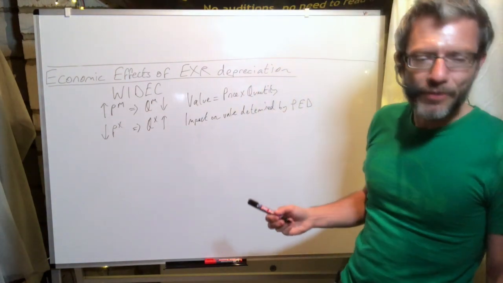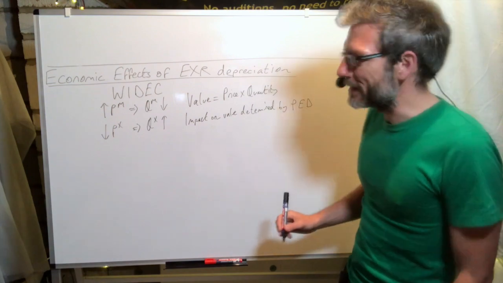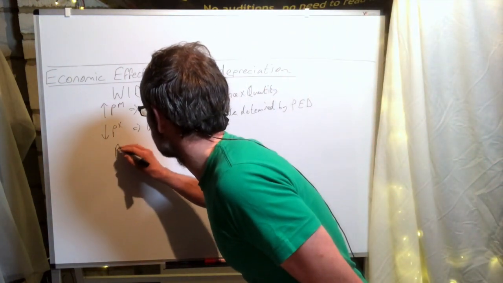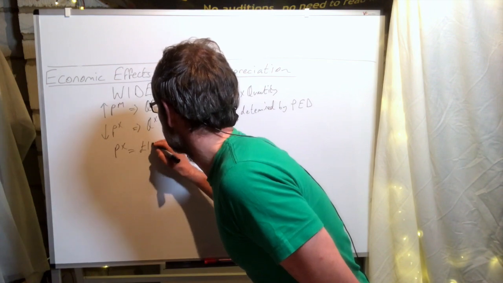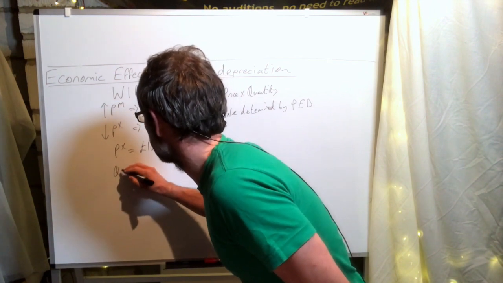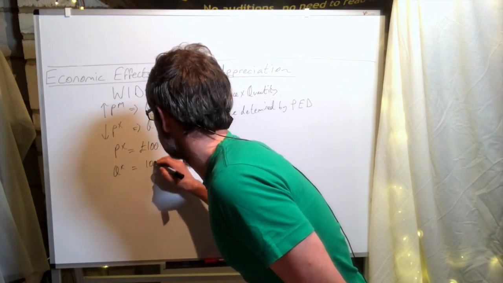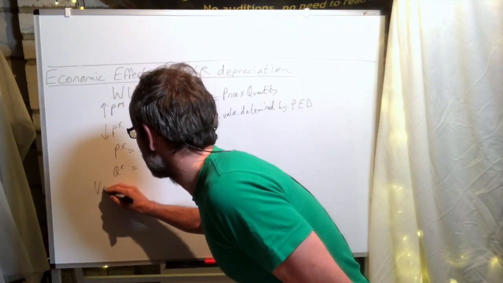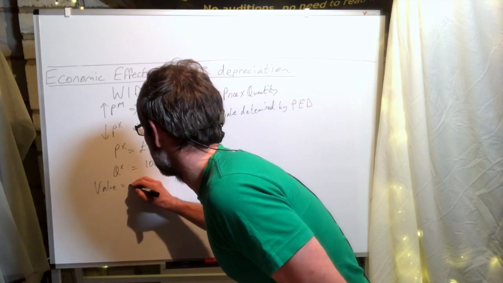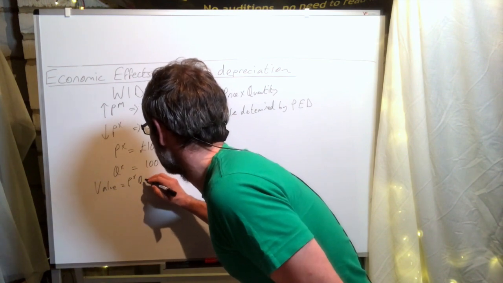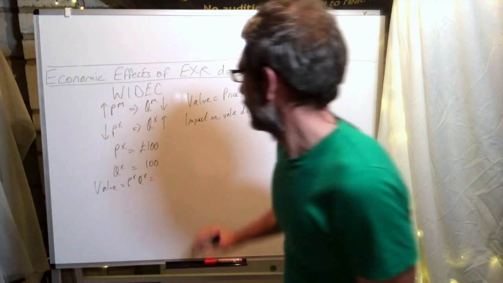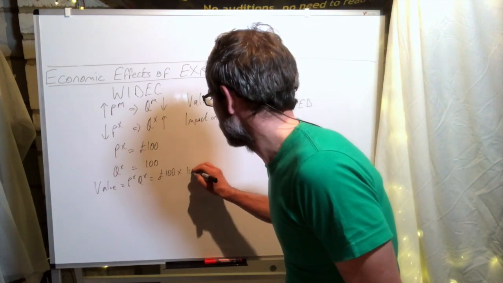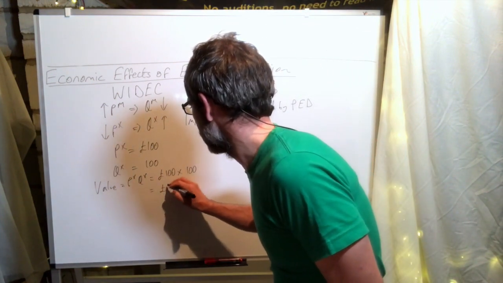So let's take a look at some numerical examples, which will hopefully make this a little bit more clear. So we'll start off with a situation where the price of exports is £100 and the quantity of exports, to keep things simple, is also 100 units. So that means that the value, which is the price of exports multiplied by the quantity of exports, is £100 multiplied by 100 units, which is £10,000.